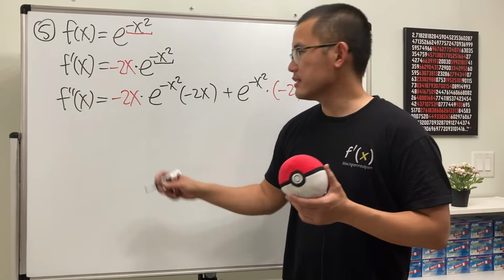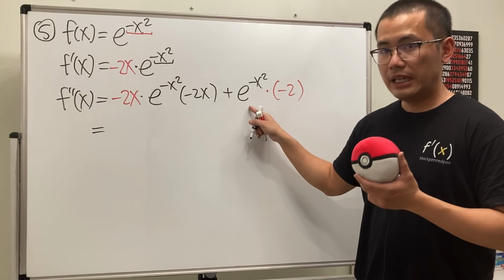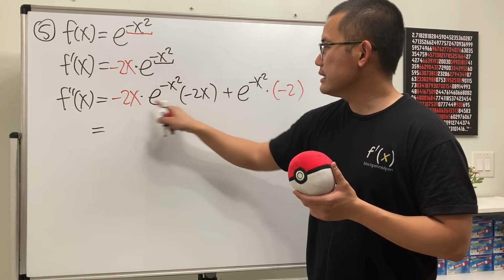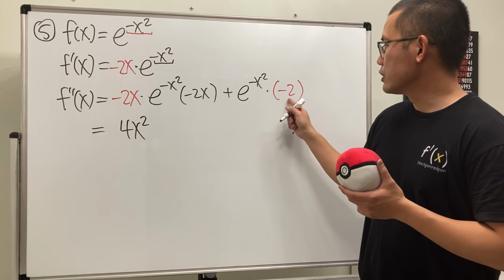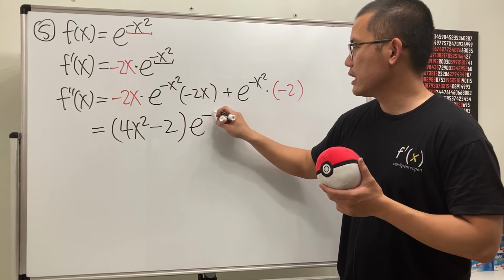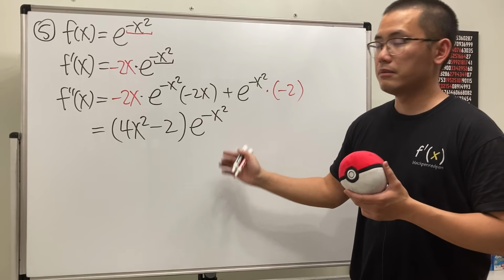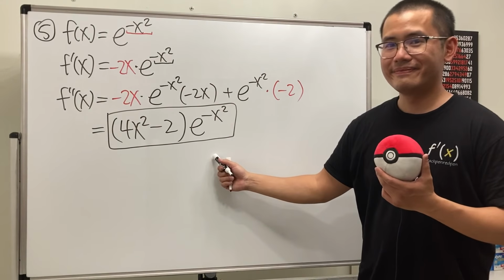Okay, let's clean things up a little bit. We see we can factor out e to the negative x squared. This times that is 4x squared. And then I will just put this with minus 2, and then put the e to the negative x squared at the end. This right here is the second derivative.